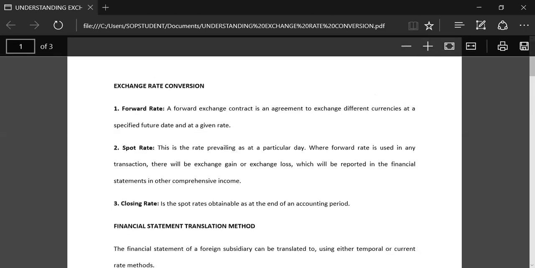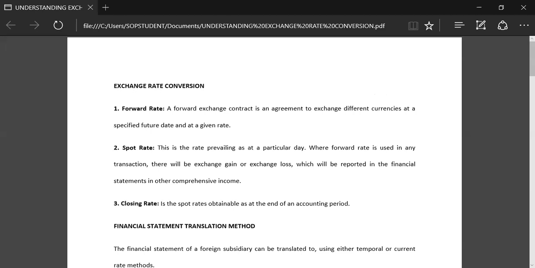So exchange rate conversion knowledge is required by companies who do transactions that have to do with foreign exchange, or who have subsidiaries that are located in countries where they use different currencies.